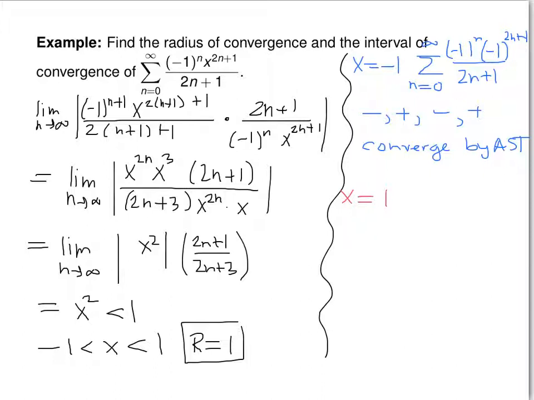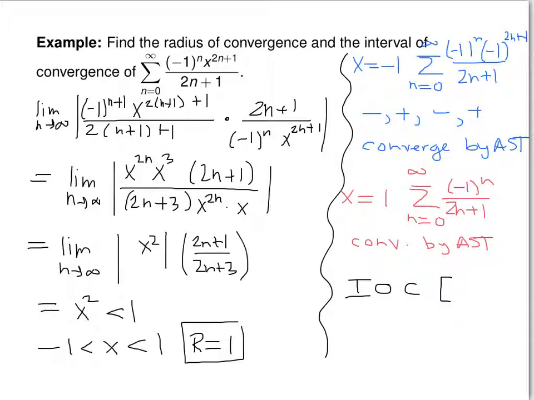So when you input x equals 1, 1 to the 2n plus 1 is just 1. And we have the sum from n equals 0 to infinity of negative 1 to the n over 2n plus 1, which also converges by the AST. So in this case, my interval of convergence is negative 1 to 1 inclusive.